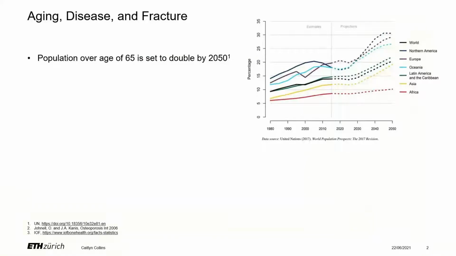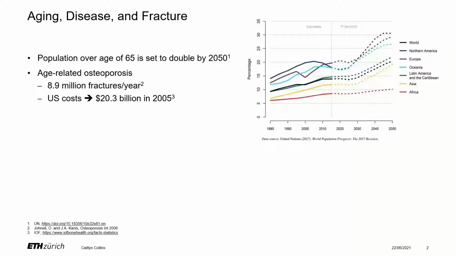So today, I want to start framing the conversation about why we're interested in looking at bone by discussing aging, disease, and fracture. We live in an aging society where our population over the age of 65 is set to double by 2050. And with this comes age-related diseases such as osteoporosis, where roughly 8.9 million fractures occur a year. This equates to 1 fracture every 3 seconds, and the cost of this is quite substantial.